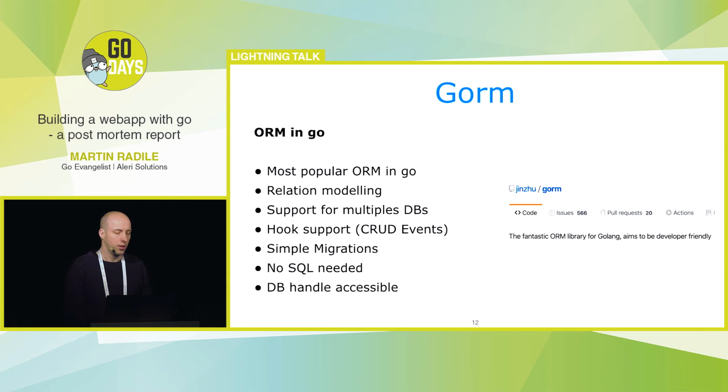Gorm is an object relational mapper for Go, and as far as I know, the most popular one based on GitHub stars. It lets you define your database structure by using structs and annotating them with tags. Gorm has support for multiple databases, simple migrations, and a mechanism to implement hooks for create, read, update, and delete events. You don't need to write SQL, but you can, as the underlying database handle is accessible.